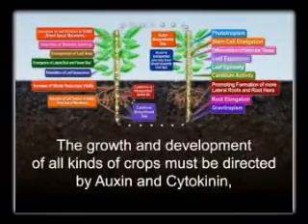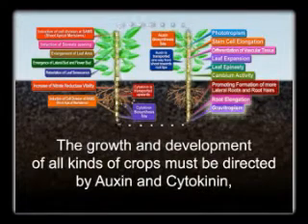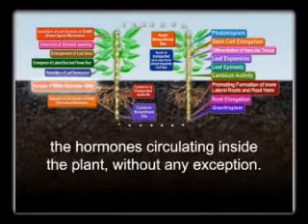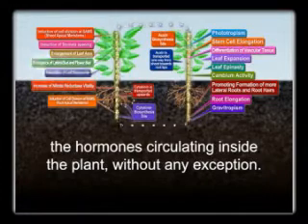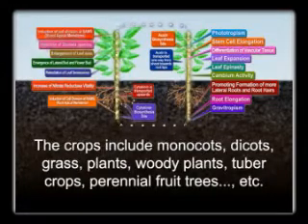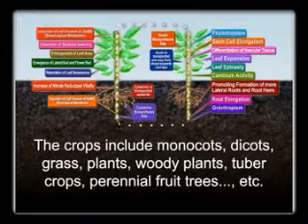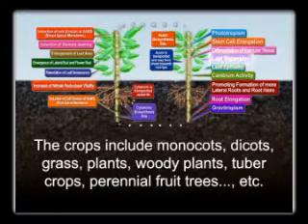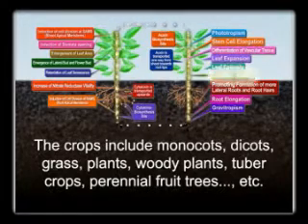The growth and development of all kinds of crops must be directed by auxin and cytokinin, the hormones circulating inside the plant, without any exception. The crops include monocots, dicots, grass plants, woody plants, tuber crops, perennial fruit trees, etc.